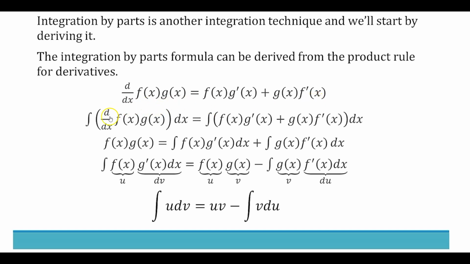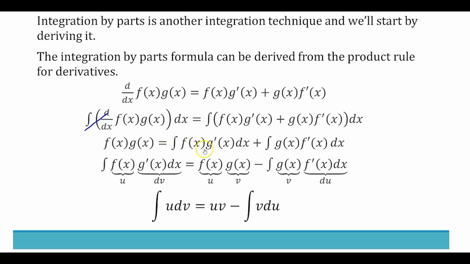And what we'll do is integrate both sides. So we can see the integral taken of each side of the product rule. And on this left side, by the fundamental theorem of calculus, the integral and the derivative are inverse operations, and we'll just be left with f of x times g of x. On this right-hand side, we can integrate each term separately if we have a sum.